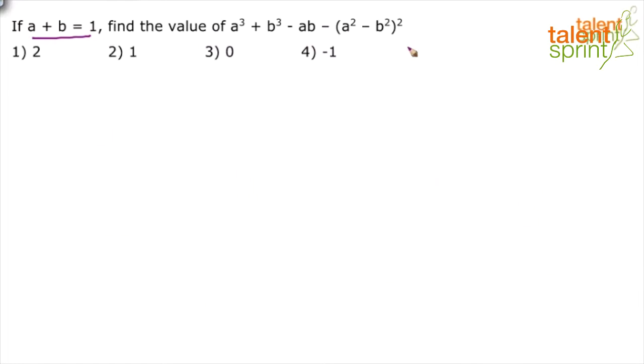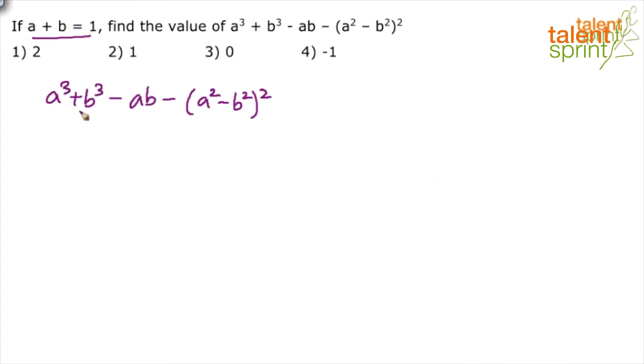Now if you're solving it by the conventional method, you may end up wasting a lot of time because you have to work on this expression here, a cube plus b cube minus ab minus (a squared minus b squared) whole squared, right? Because the only point given to us is a plus b equals 1. So we'll try to reduce it into some simpler format using different algebraic identities, and then finally substitute a plus b equals 1 somewhere to get the result of this, right?